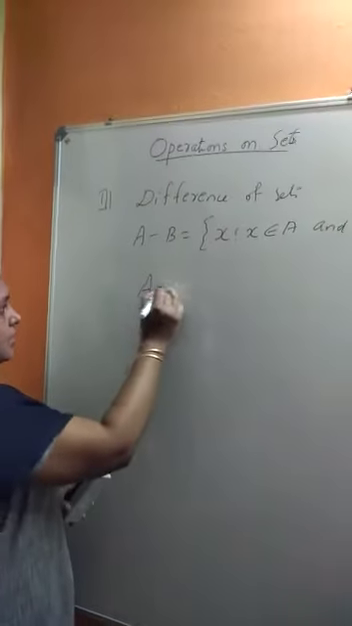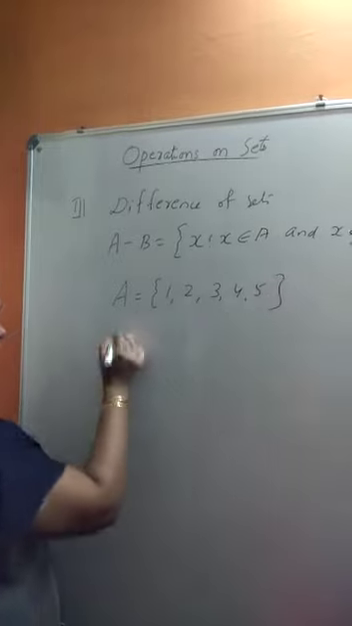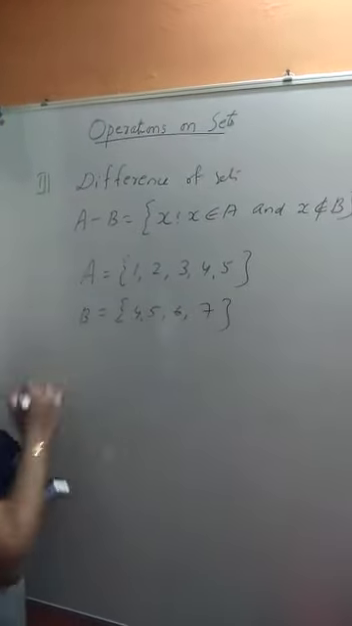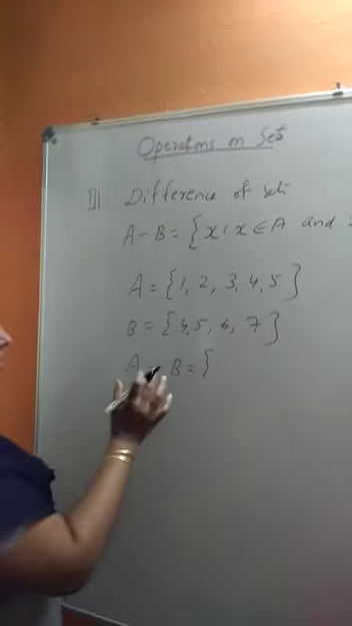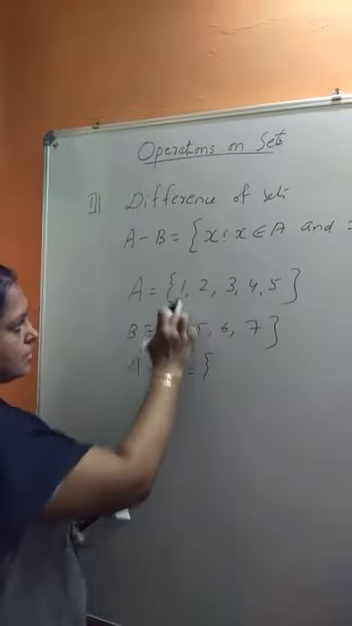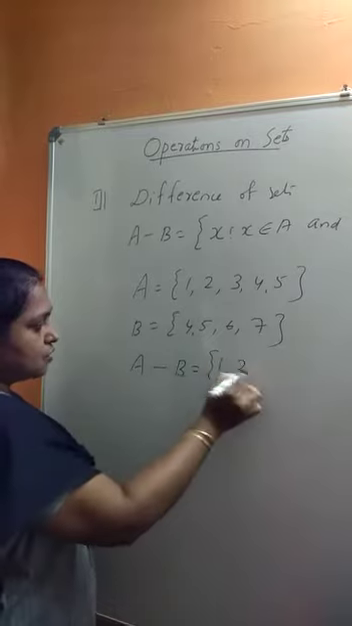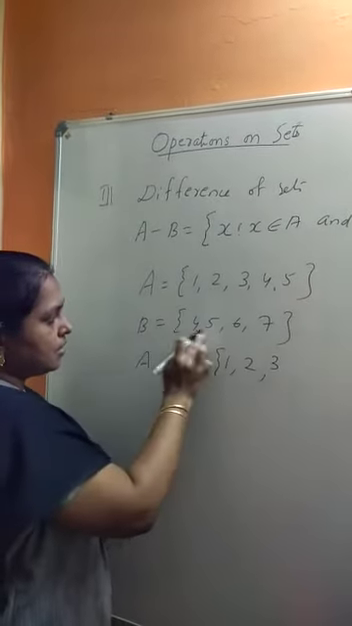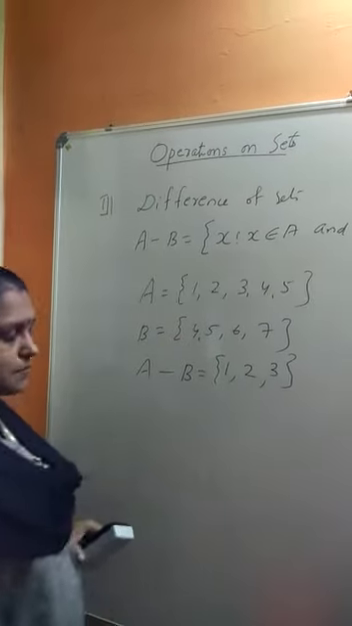For example, if we take the set A as {1, 2, 3, 4, 5} and B as {4, 5, 6, 7}. So what will be A minus B? We have to choose those elements of A which are present in A only, which are not present in B. So if we consider the element 1, it is present in A only. 2 is also there, 3 is also there. But we cannot take 4 and 5 because 4 and 5 both are present in B. So this set {1, 2, 3} is A minus B.